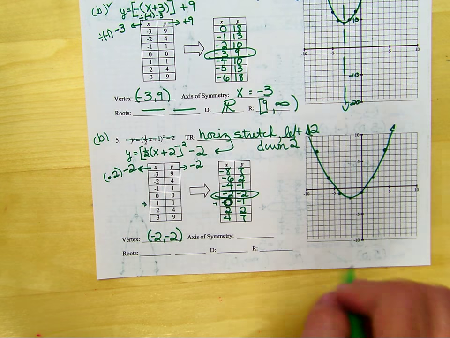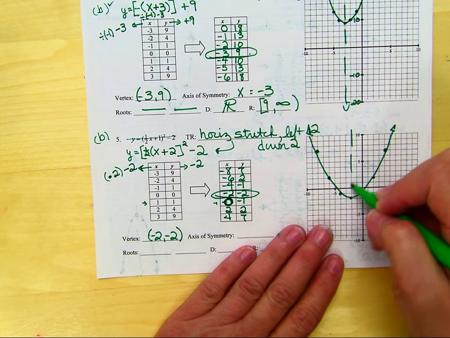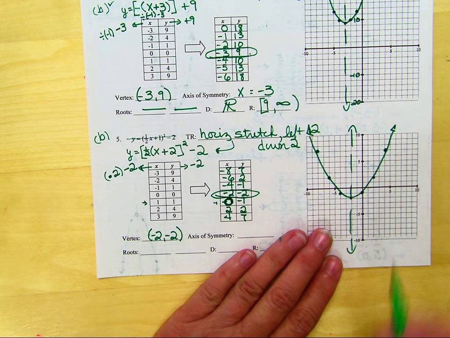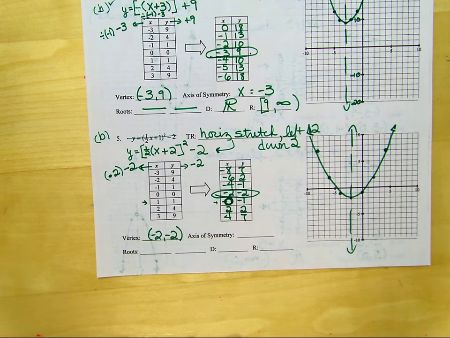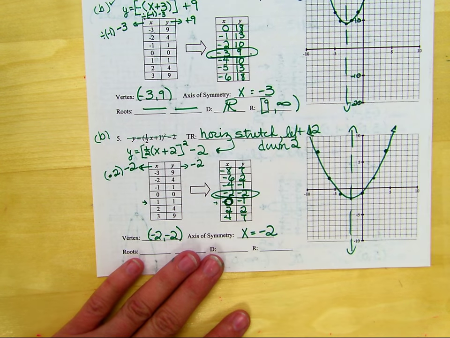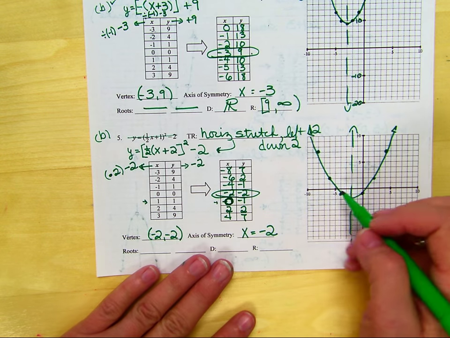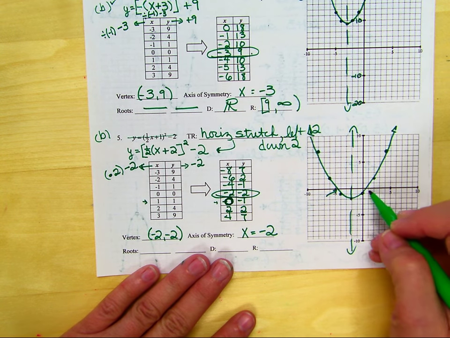Axis of symmetry goes through the vertex and divides the graph in half. Crosses the x-axis at negative 2. X equals negative 2. Roots. Where does the graph cross the x-axis? It goes right here and right here. But we don't know exactly what those are, okay?